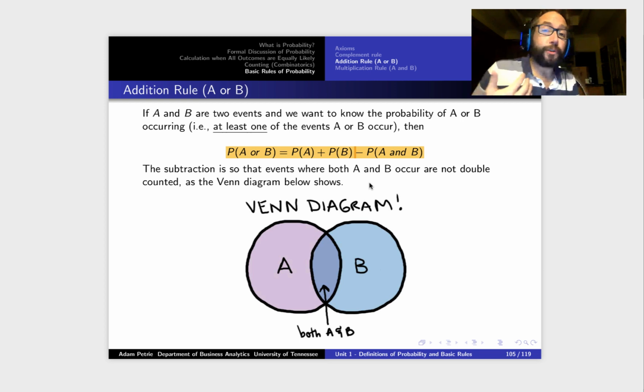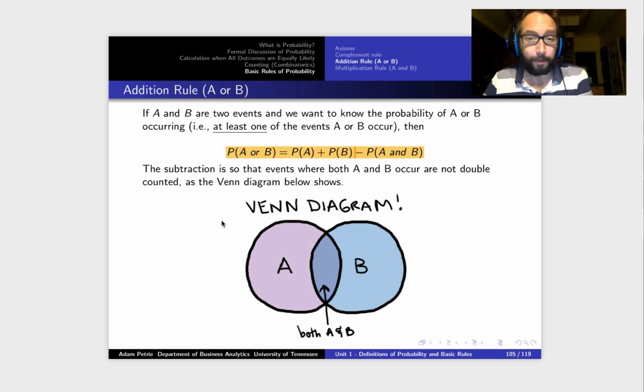We can derive it visually if we just look at a Venn diagram. Imagine that the entirety of the white space of the slide is our sample space, and we're going to pick some point at random in the sample space, some point at random on this slide. Well, we might land in A, we might land in B, we might land in A and B here, where A and B are both occurring, or we might land completely outside of it.